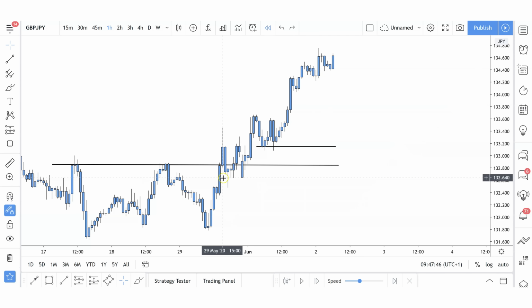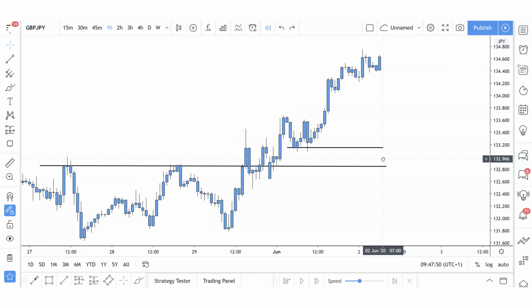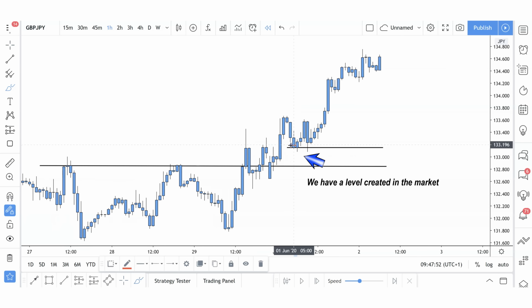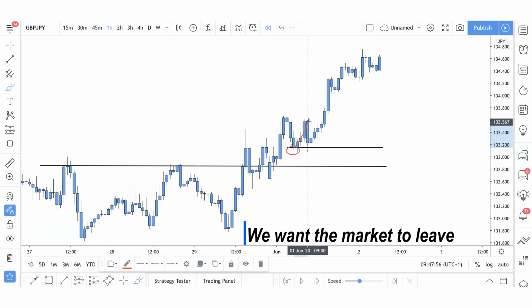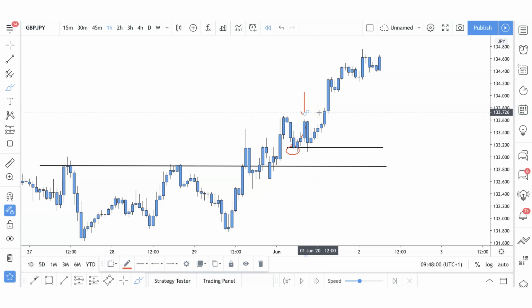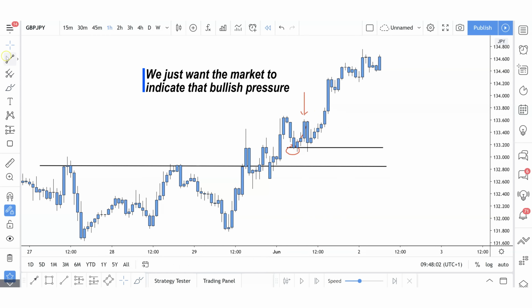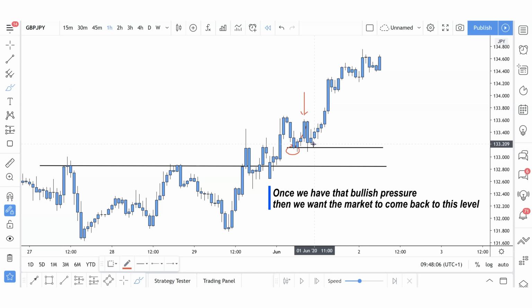We have the breakout, the consolidation, the first higher low and higher high, and now, as you can see here, we have a level created in the market. Now we want the market to leave to indicate that bullish pressure just for a period of time. It doesn't matter how long. We just want the market to indicate that bullish pressure. Once we have that bullish pressure, then we want the market to come back to this level.